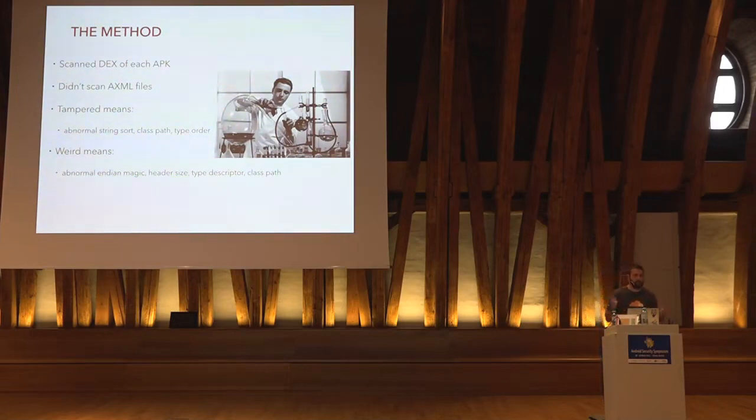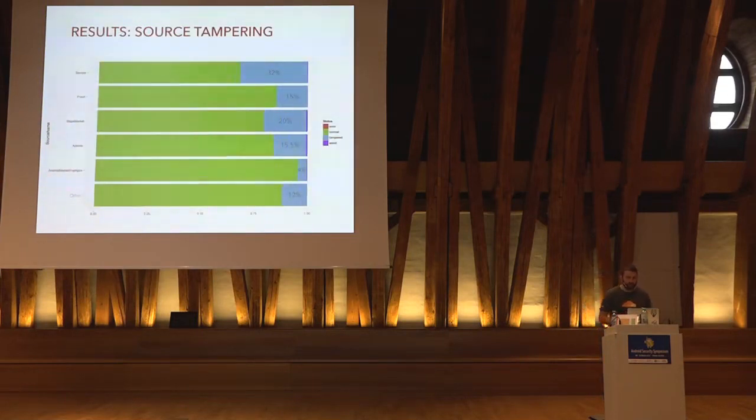By flagging files as weird, it meant that there was an abnormal string sort, a class path, or a type order that had changed. Weird means these things that we couldn't exactly pinpoint: header size change, type descriptor, class path, or abnormal endian magic. And this is what we end up seeing. The top one is all malware, meaning that there was a good percentage of malware that just looked normal. And then we saw lots that looked tampered. In the fraudulent bucket, we saw a little bit less that are tampered. In Black Market, which is basically all pirated applications, so you would assume that a lot of those have been tampered to be cracked, that would end up being about 20%.